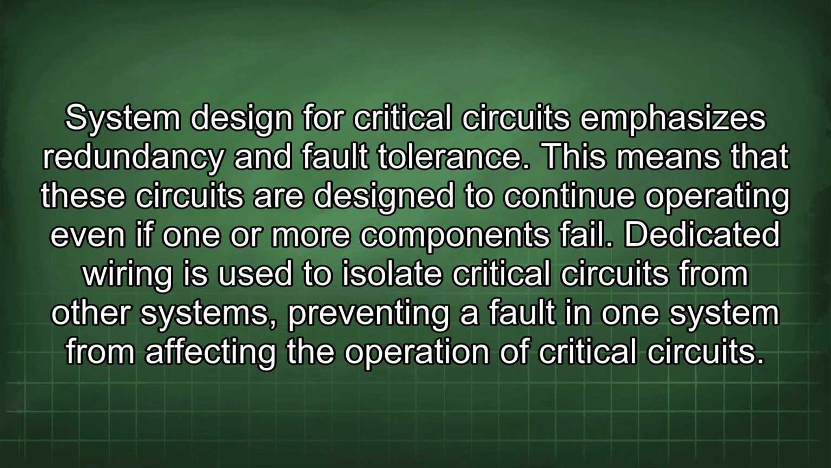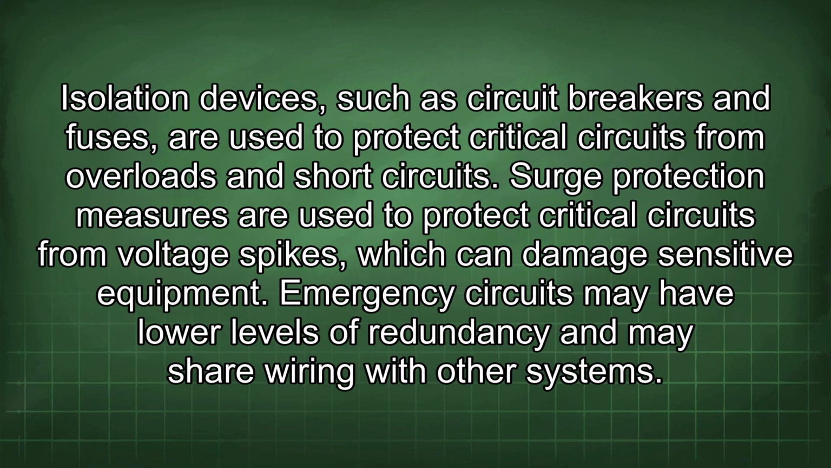System design for critical circuits emphasizes redundancy and fault tolerance. This means that these circuits are designed to continue operating even if one or more components fail. Dedicated wiring is used to isolate critical circuits from other systems, preventing a fault in one system from affecting the operation of critical circuits. Isolation devices, such as circuit breakers and fuses, are used to protect critical circuits from overloads and short circuits. Surge protection measures are used to protect critical circuits from voltage spikes, which can damage sensitive equipment.